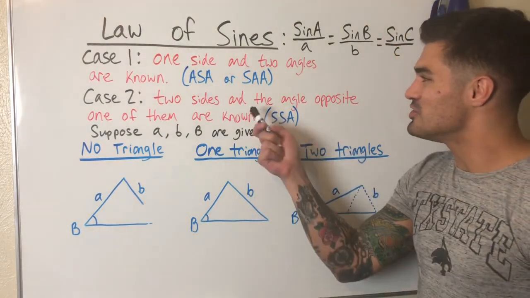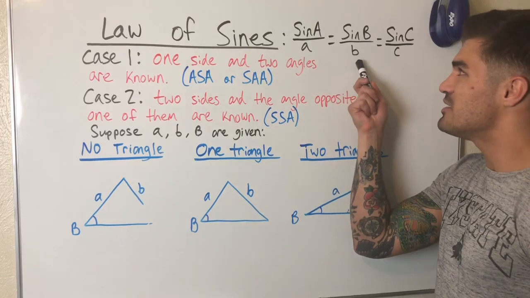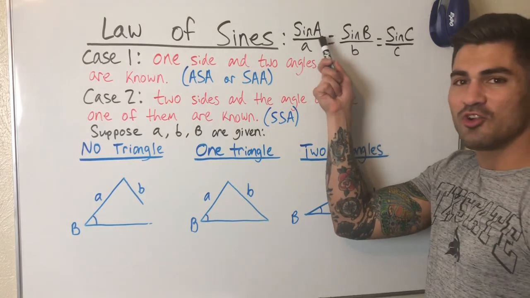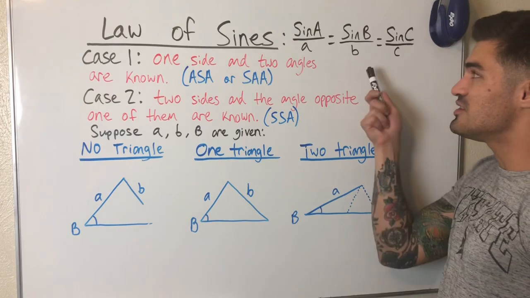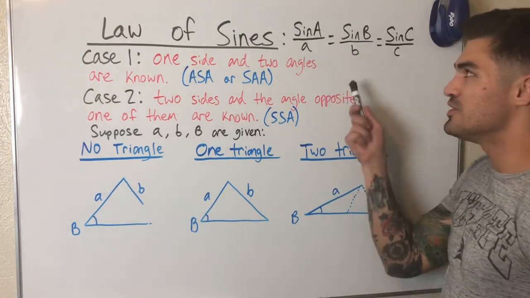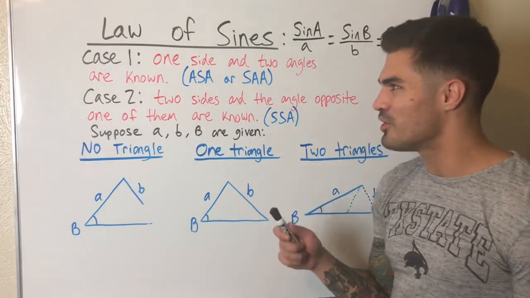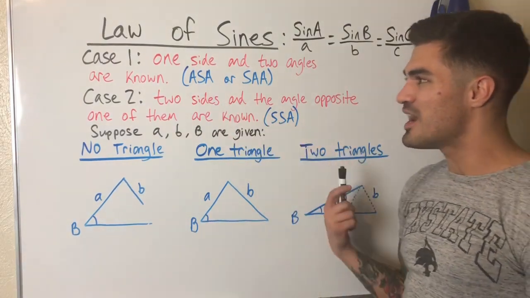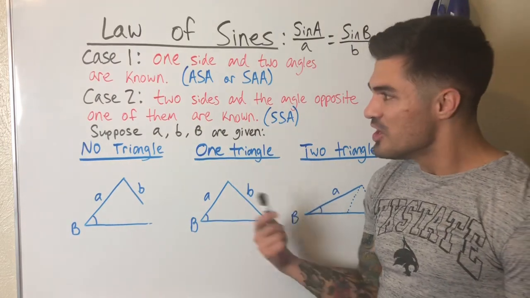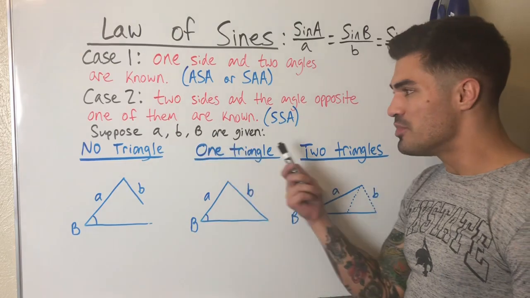But anyway, we're given two sides and the angle opposite one of them. So I could be given side A, side B, and then either angle A or angle B. If I'm given angle C, then I can't properly use the law of sines because I have to compare two of these, and that would actually be the law of cosines in my next video. So let's suppose sides A and B and angle B are given.